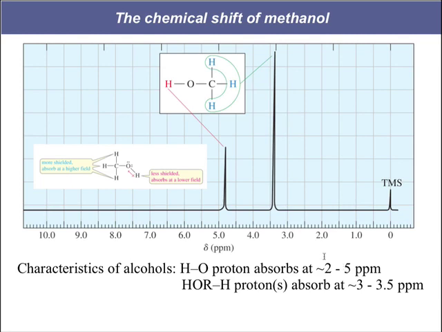So that's what we see. We look at our graph and we see, okay, we've got something between 3 and 3.5. That's probably a methyl next to an O. And we've got something at 5 that's very likely to be a hydrogen on an O. We'll talk more about specific chemical shifts for specific groups in a little while.